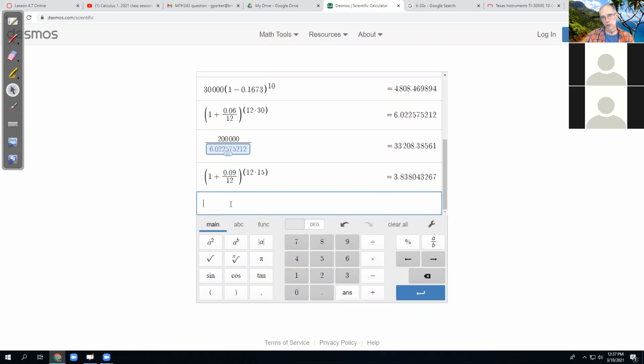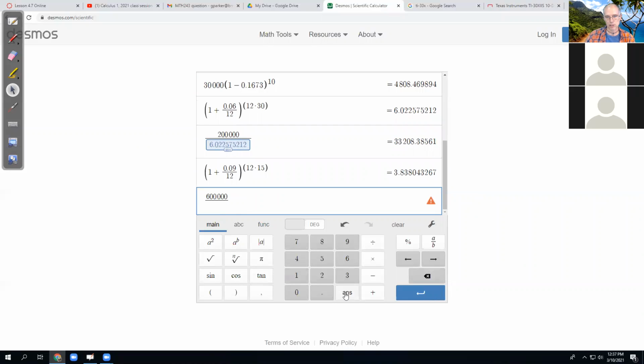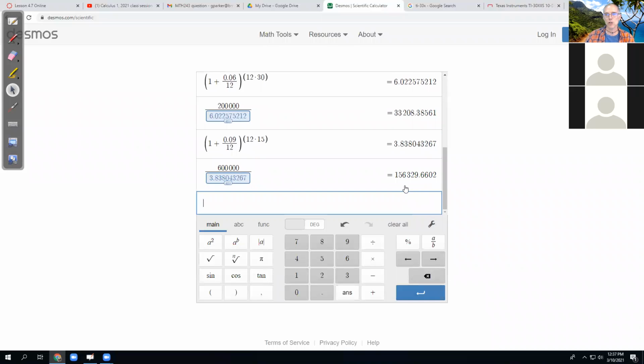So that's the multiple. So where I got about 6 before, this is about 3.8. And then I want to take that initial amount, the 600,000, zeros, yep, and divide by that previous answer. Yeah, so in this case, I would have to deposit about $156,329.66 to end up with $600,000 50 years later.